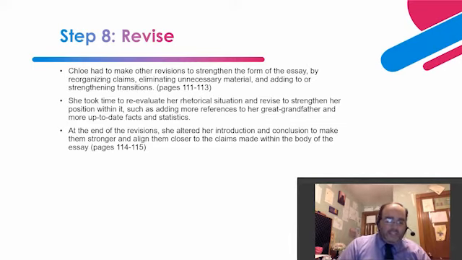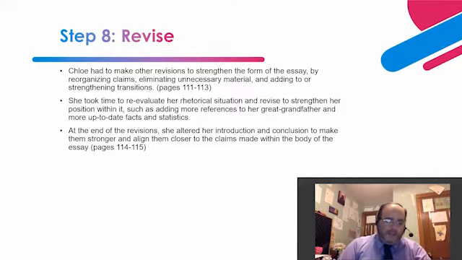Now, she took the time to reevaluate her rhetorical situation and revise to strengthen her position within it. Some things that she did, she added more references to her great-grandfather and tried to get some better and more up-to-date facts and statistics. Okay, she had to do a little bit of updating on some of her sources. At the end of the revisions, she altered her introduction and conclusion to make them stronger and align them closer to the claims made within the body of the essay. This is shown on pages 114 to 115.